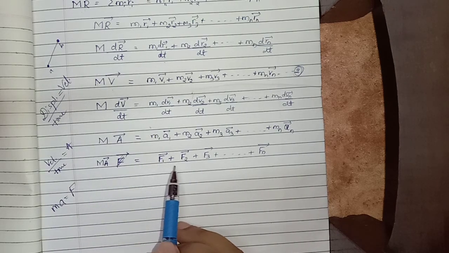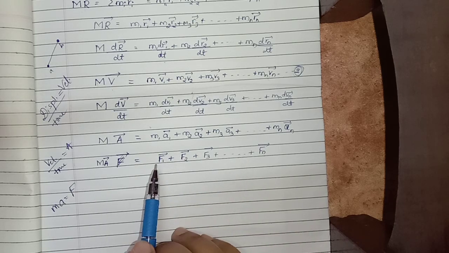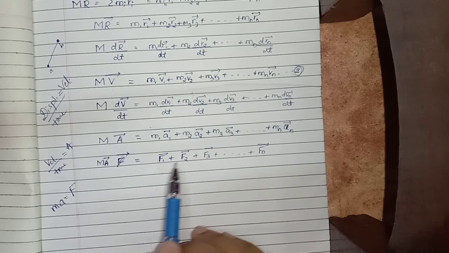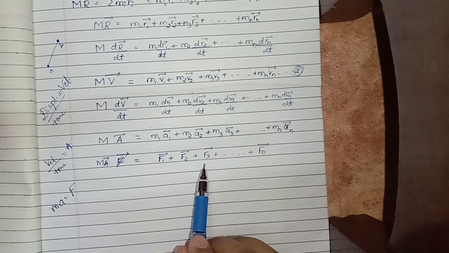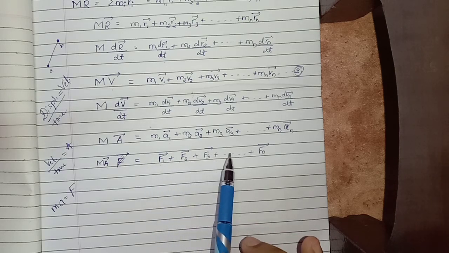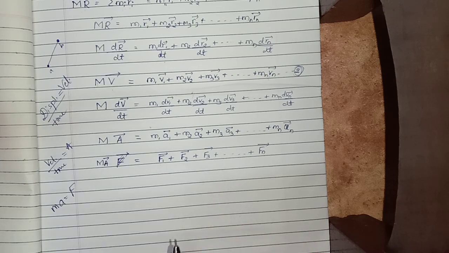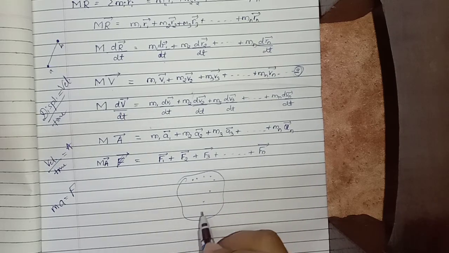The vector sum of the forces acting on the system. So this F1 is the force acting on the first particle, F2 is the force acting on the second particle, F3 is the force acting on the third particle. Like that, we have a number of forces acting on each particle of the system. Theoretically, if there is 1 particle, 2, 3, 4, 5, 6, up to n particles, right?